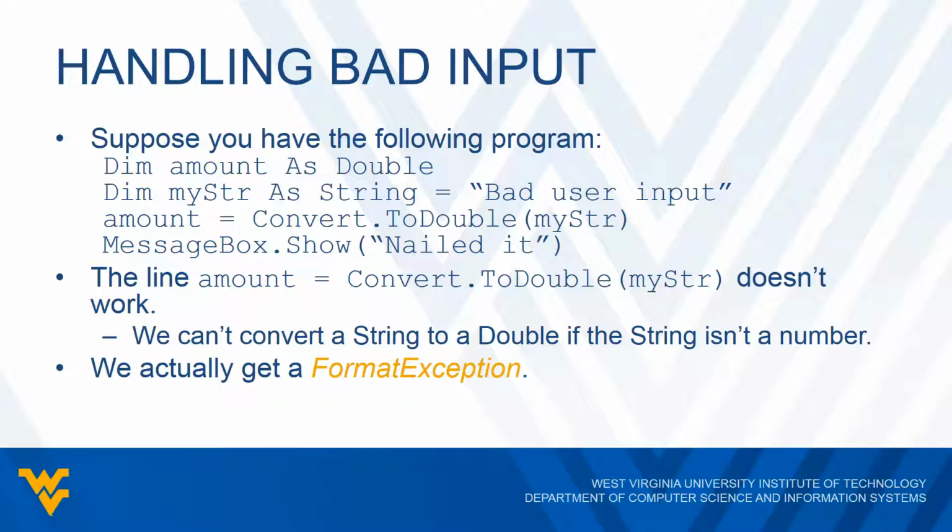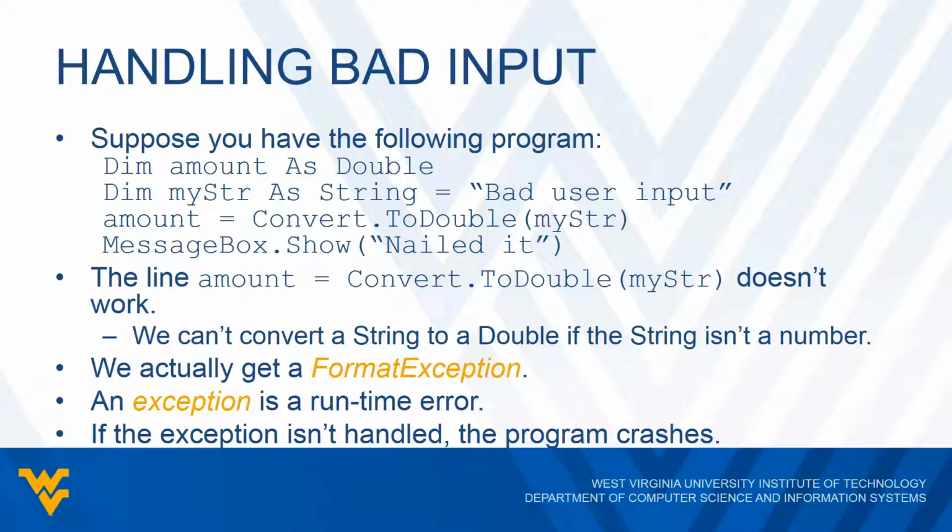Now, what is a format exception? It's a specific type of error that says that your argument for the ToDouble method is the wrong format. But the exception itself is a runtime error. Now, if you've done programming in Java, then you are very, very familiar with exceptions. And just like in Java, if we do not handle the exception, our program is going to crash. It's just going to terminate and we won't be able to continue it.